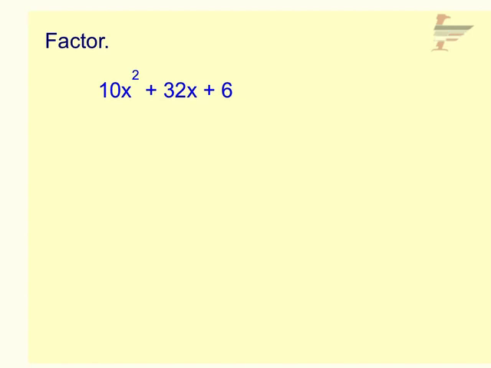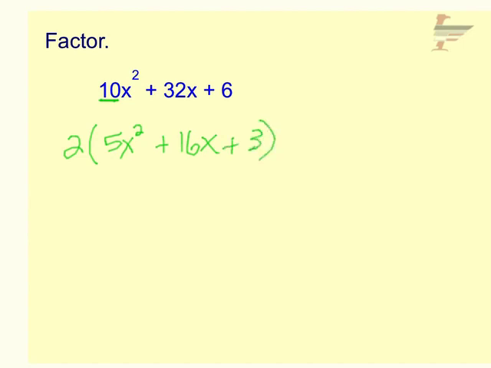Here's what something might look like for this section. You can see there is something in front of your x squared, but you want to follow that first step. Can you factor anything out of each term? And you look at all three terms, and well, when they're all even, you certainly can factor a 2 out, and you're left with a 5x squared plus 16x plus 3.